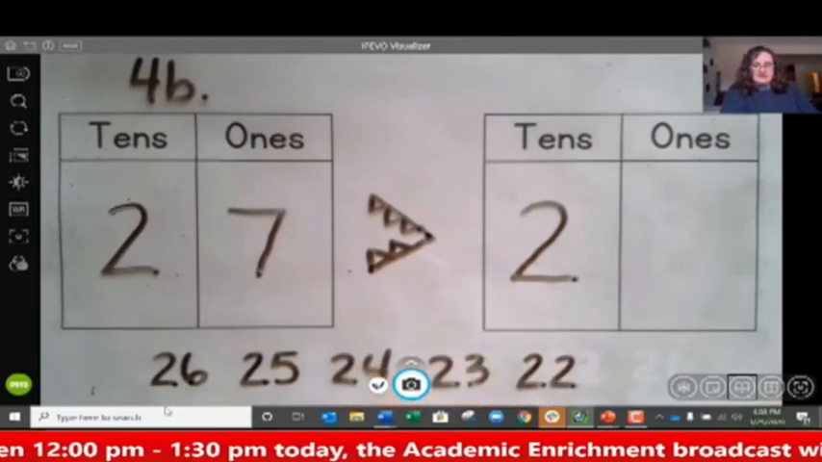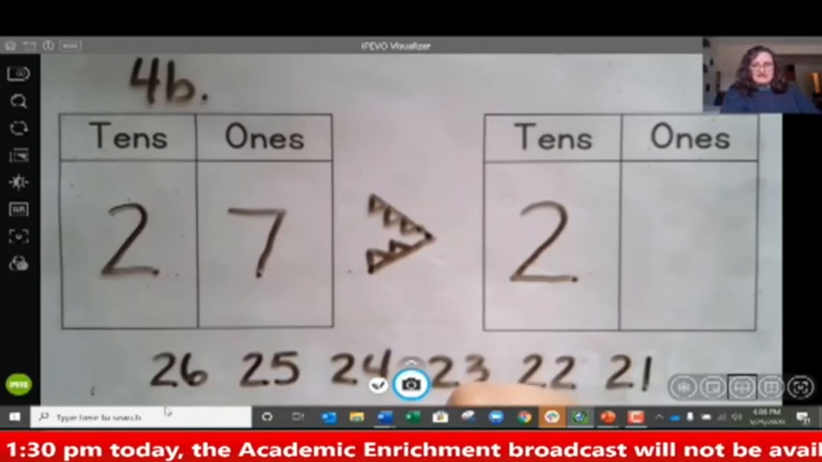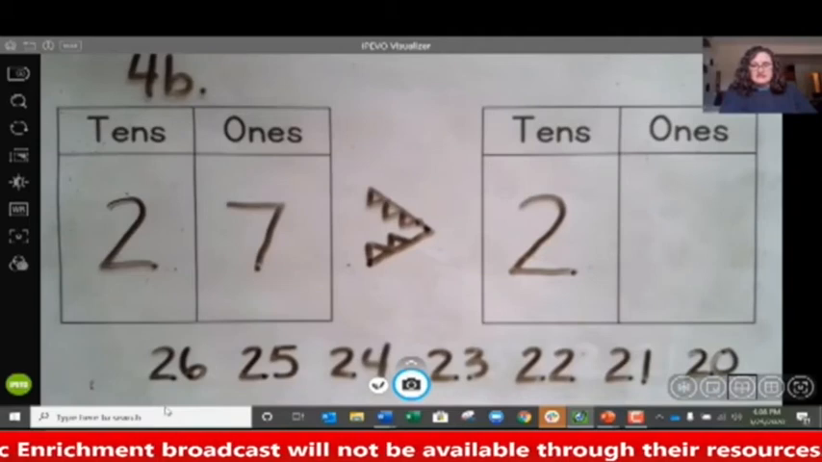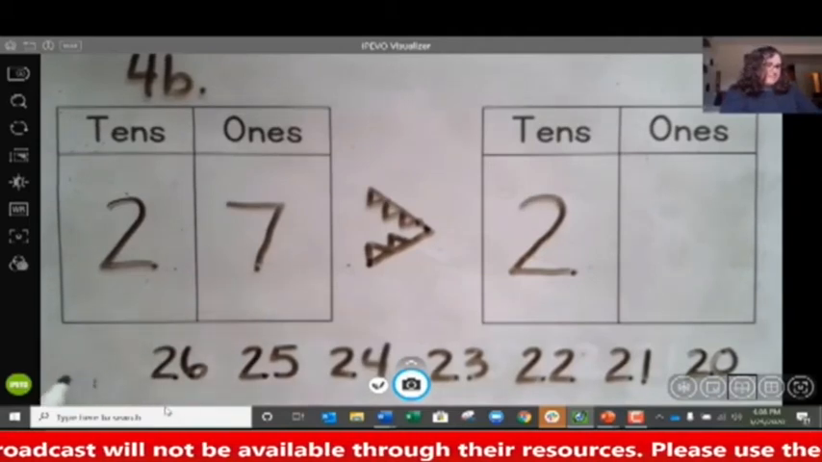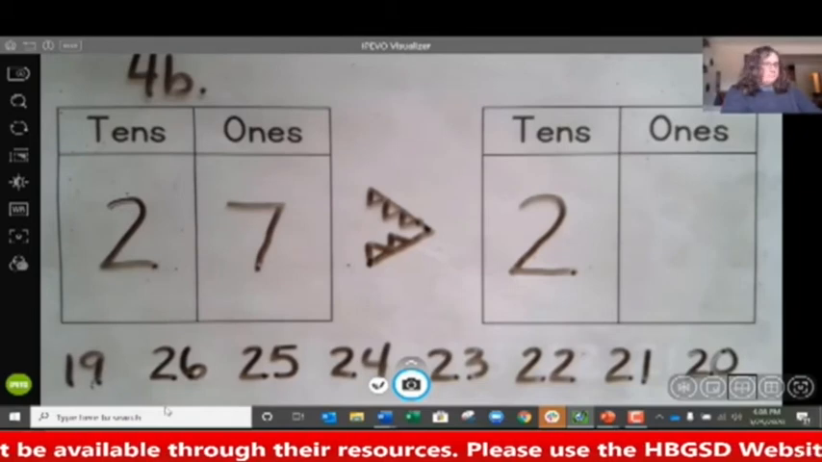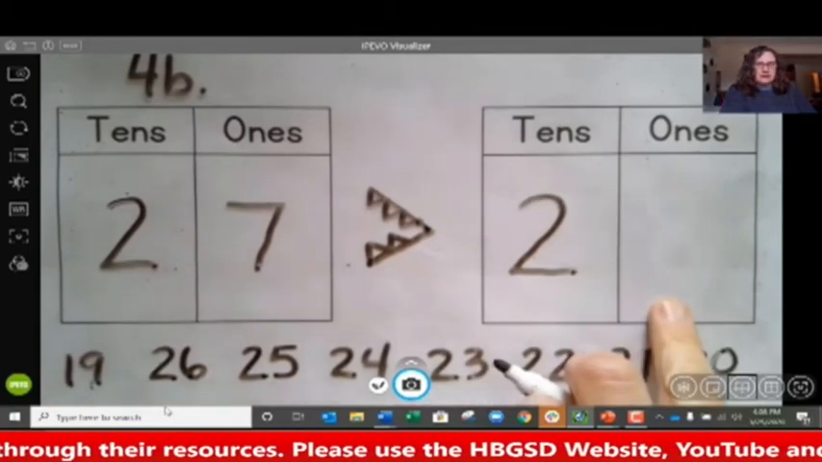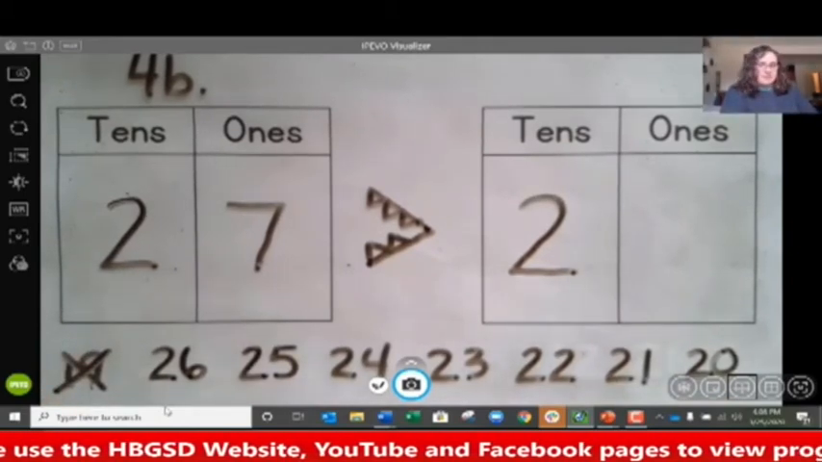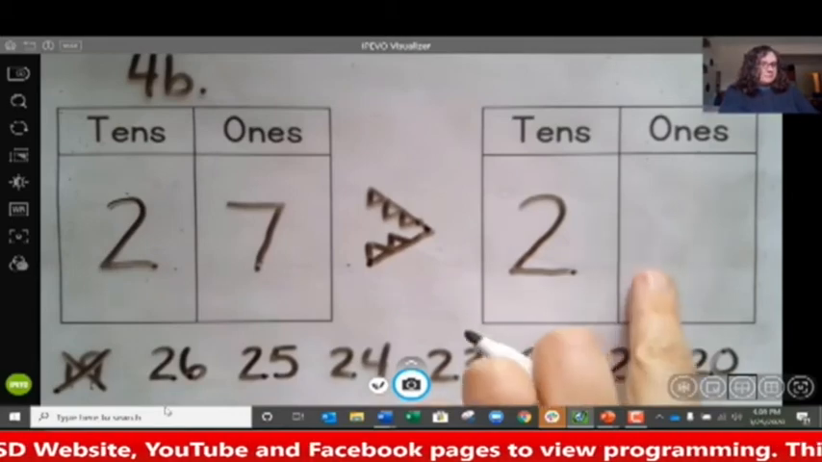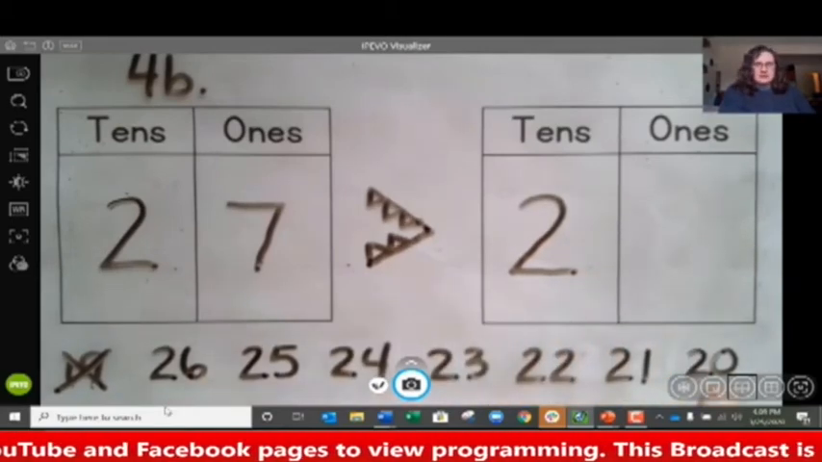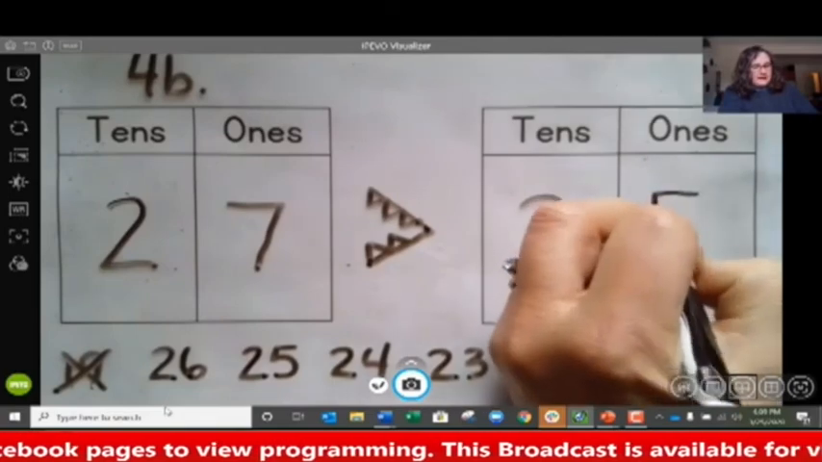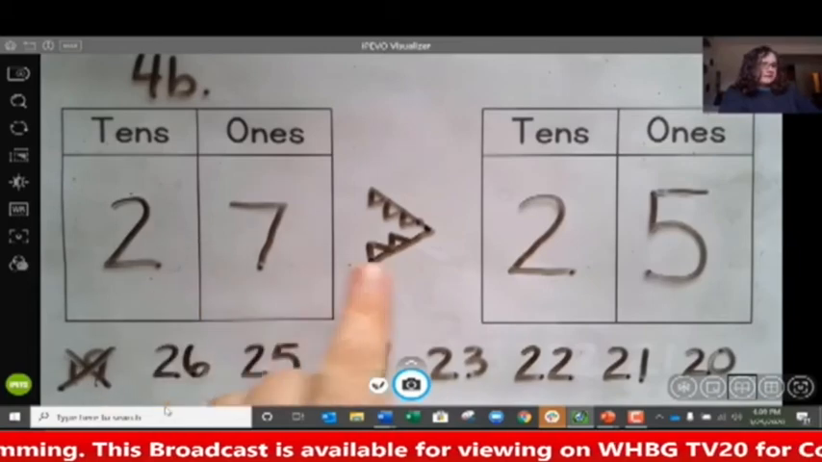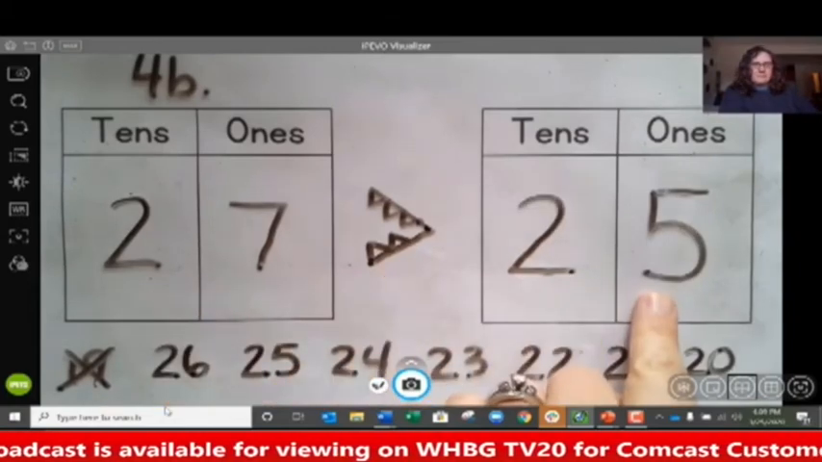22. 21. Could we use 20? How about 19? Would 19 work in this place value chart? Nope, it needs a 2 in the tens place, and that only has a 1. So I could make this number any of these numbers. I'm going to use 25. Let's read the number sentence. 27 is greater than 25.